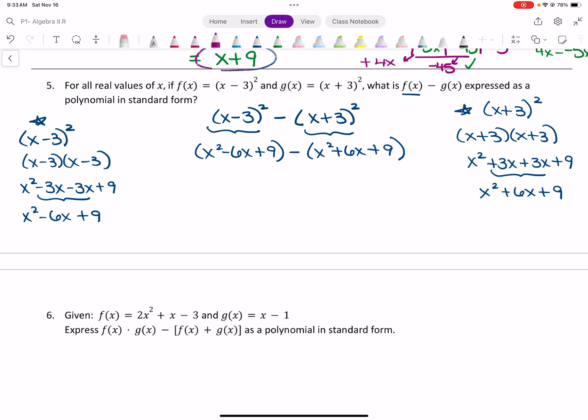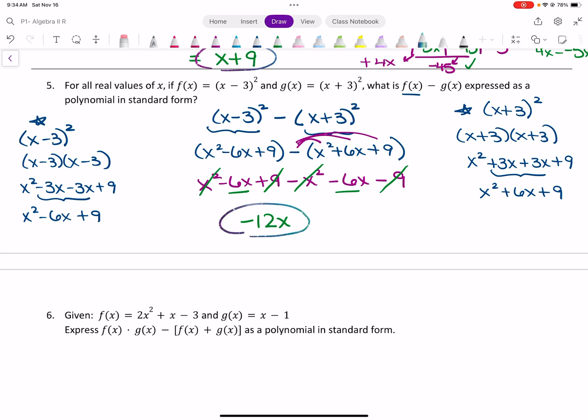Notice I still have parentheses around them because you are subtracting that entire x squared plus 6x plus 9 that came out of the (x plus 3) squared. So distributing my negative, I have x squared minus 6x plus 9 minus x squared minus 6x minus 9. So combining like terms, the x squareds cancel. Negative 6x and negative 6x is negative 12x. And then the 9's cancel. So your final answer is just negative 12x.